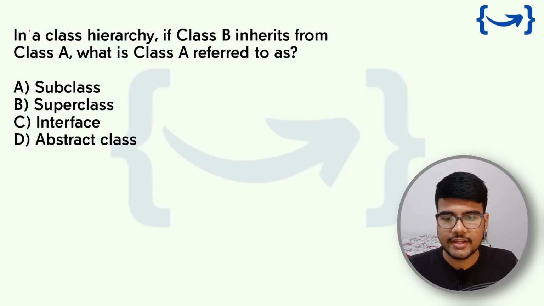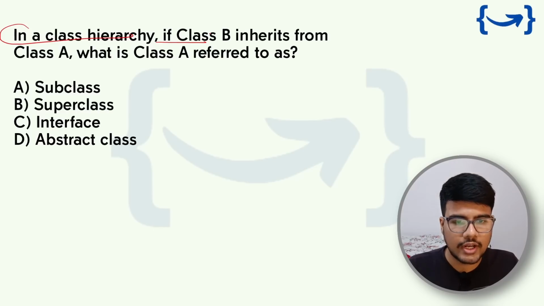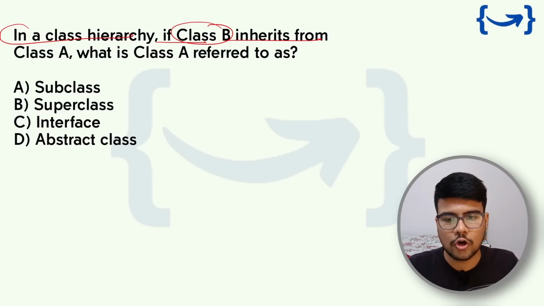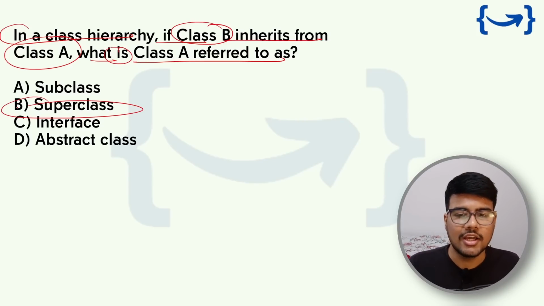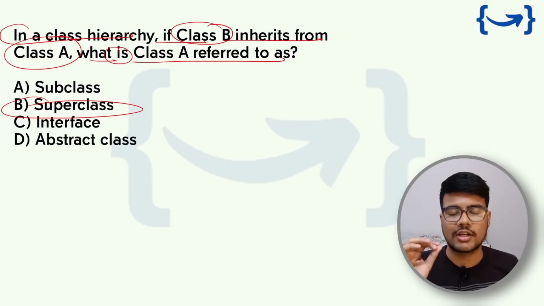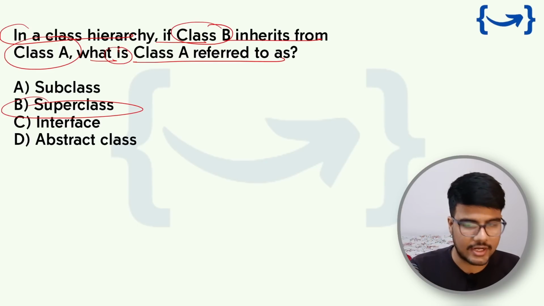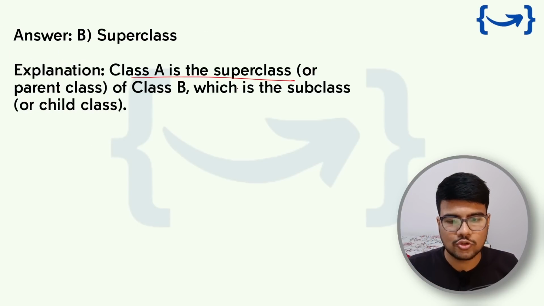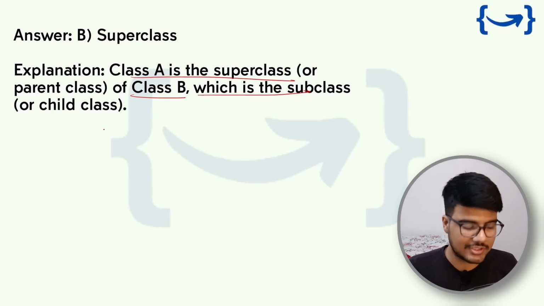Now in a class hierarchy, if class B inherits from class A, what is class A referred to as? Superclass. Very easy. Class B extends class A, so class A is the superclass, the right option. Class A is a superclass, and class B is a subclass, which is a child class.